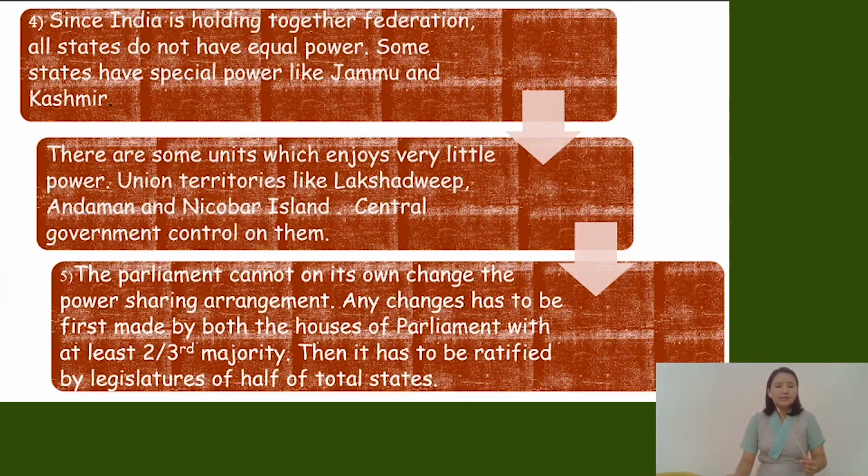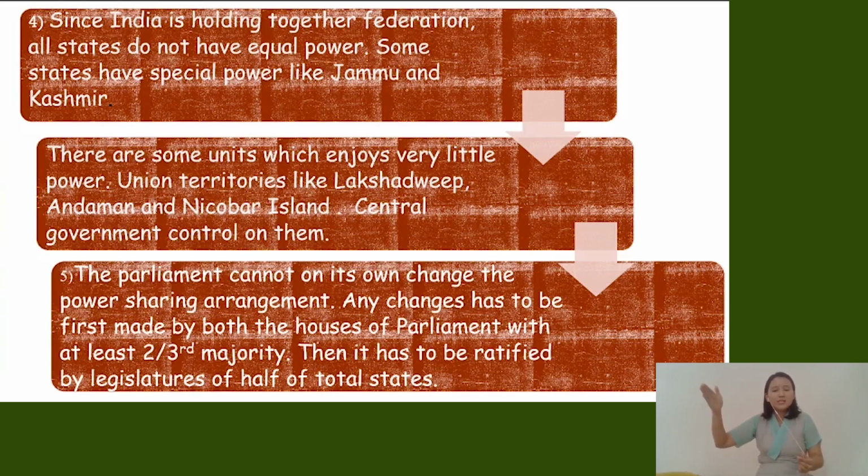Number 5 is the parliament. When we talk about parliament, we are talking about the Lok Sabha and the Rajya Sabha. As we have discussed earlier in the first chapter, parliament refers to the law-making body, right? Parliament cannot on its own change the power sharing arrangement, as we have already discussed about the union list, state list and the concurrent list, right? These are the power sharing arrangements which are made by the Indian constitution, so this cannot be changed by the parliament alone.